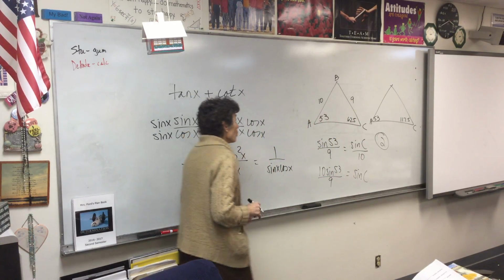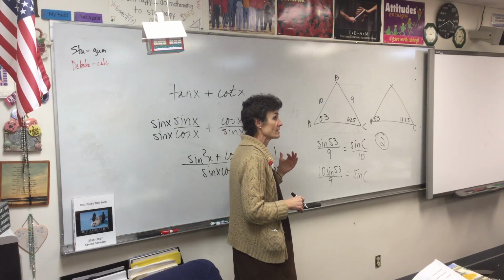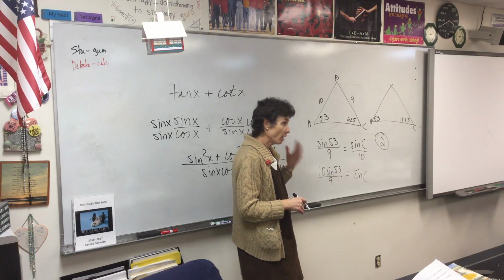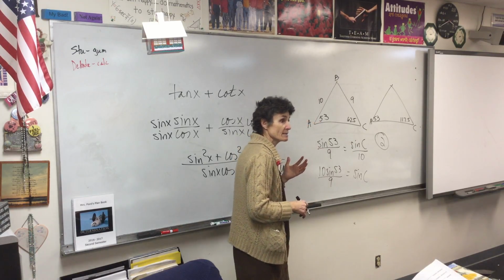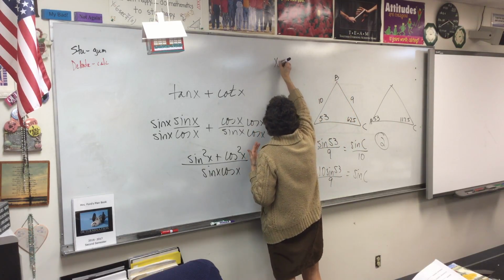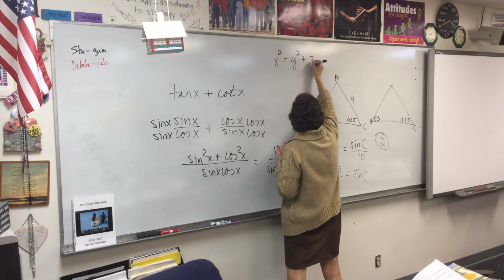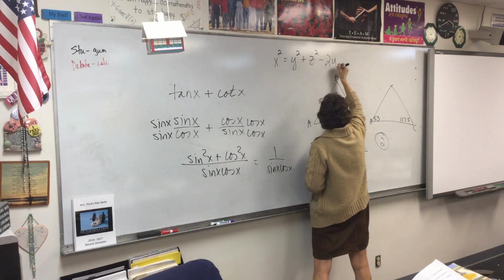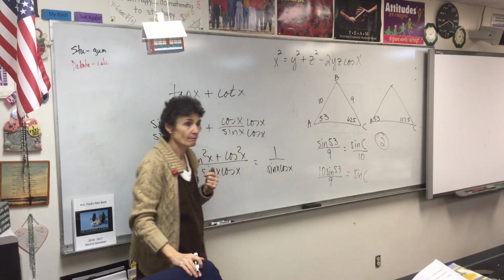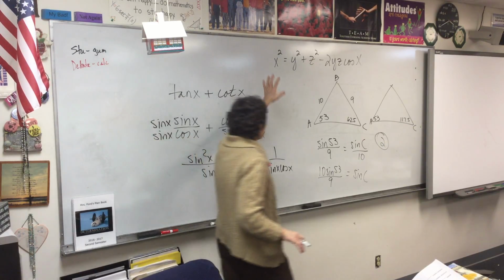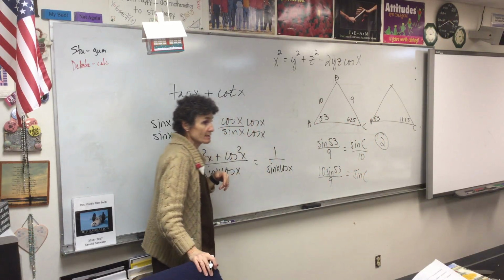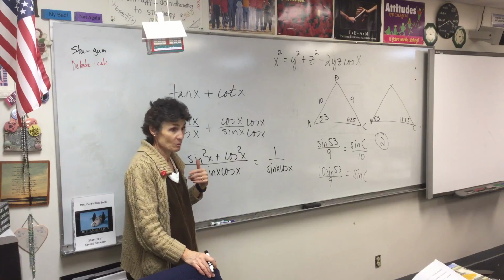All right? So one of the things we need to know for sure tomorrow is the law of sines. Everybody's got that? Yeah. Okay. We also need to know the law of cosines. The law of cosines says x squared equals y squared plus z squared minus 2yz cosine x, where x squared is matching up with angle x, and y and z are the other two sides. We need to know that.